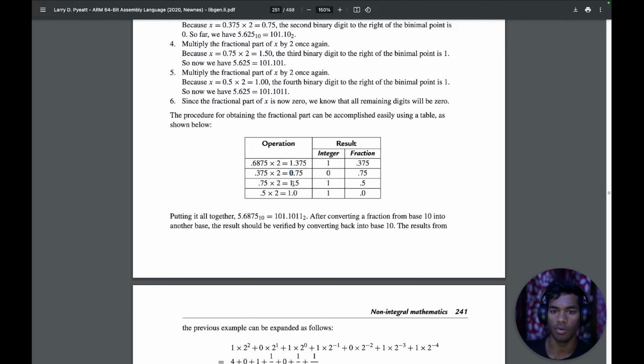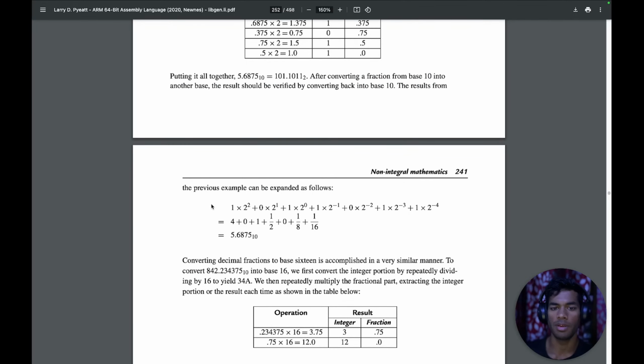Yes, 1011. Putting it all together, this equals this. After converting a fraction from base 10 into another base, the result should be verified by converting it back into base 10. The result from the previous example can be expanded as this, and we do get the correct decimal number for the binary number that we converted.